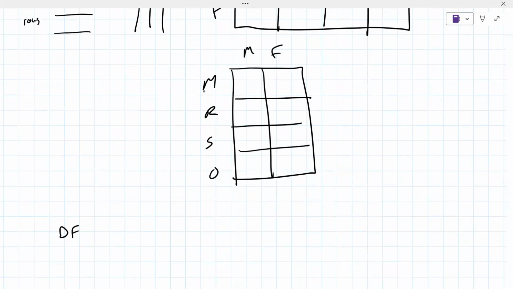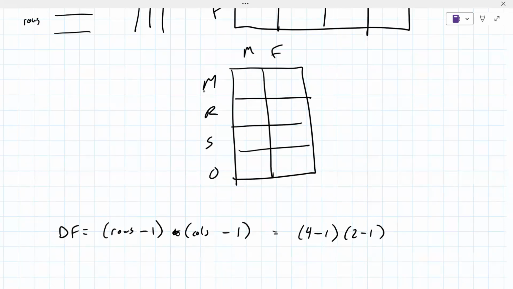The degrees of freedom here is the rows minus one times the columns minus one. So this is another formula that you'll need. Depending on how you do it, it's either 4 minus 1 times 2 minus 1, or 2 minus 1 times 4 minus 1. You end up getting 3.